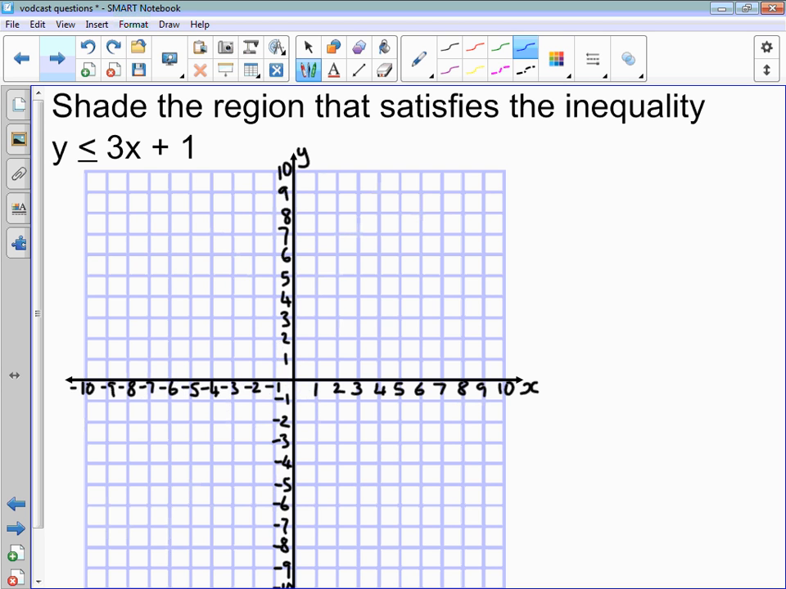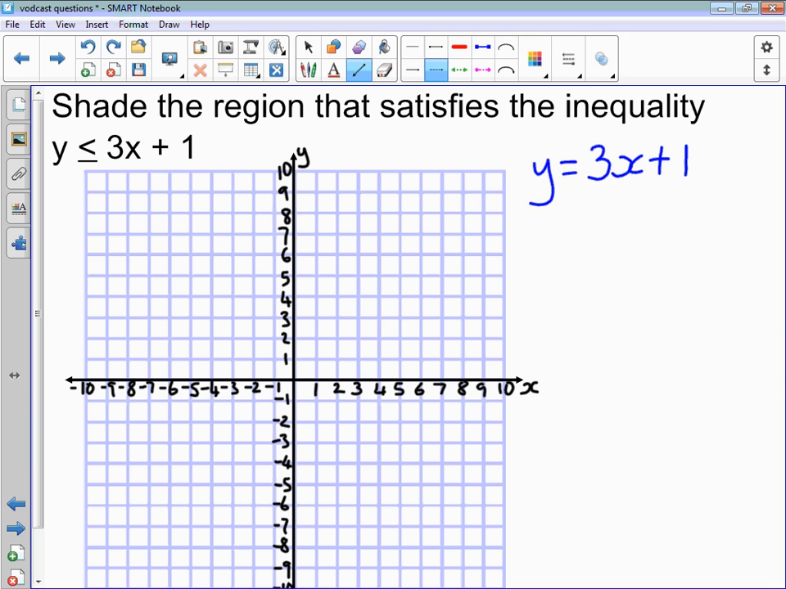Now we're going to look at being able to shade the region that satisfies the inequality y is less than or equal to 3x add 1. So I'm going to start off by drawing the line y equals 3x add 1. And because we've got less than and equal to, so the equals is there as well, we're going to use a solid line in order to draw this.